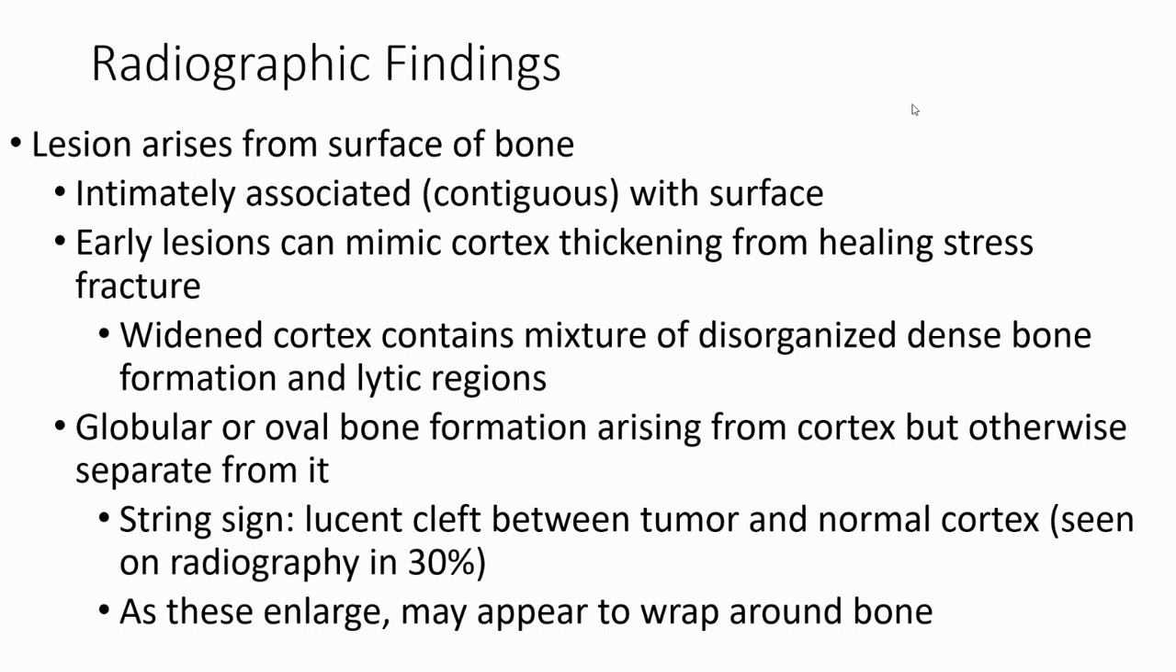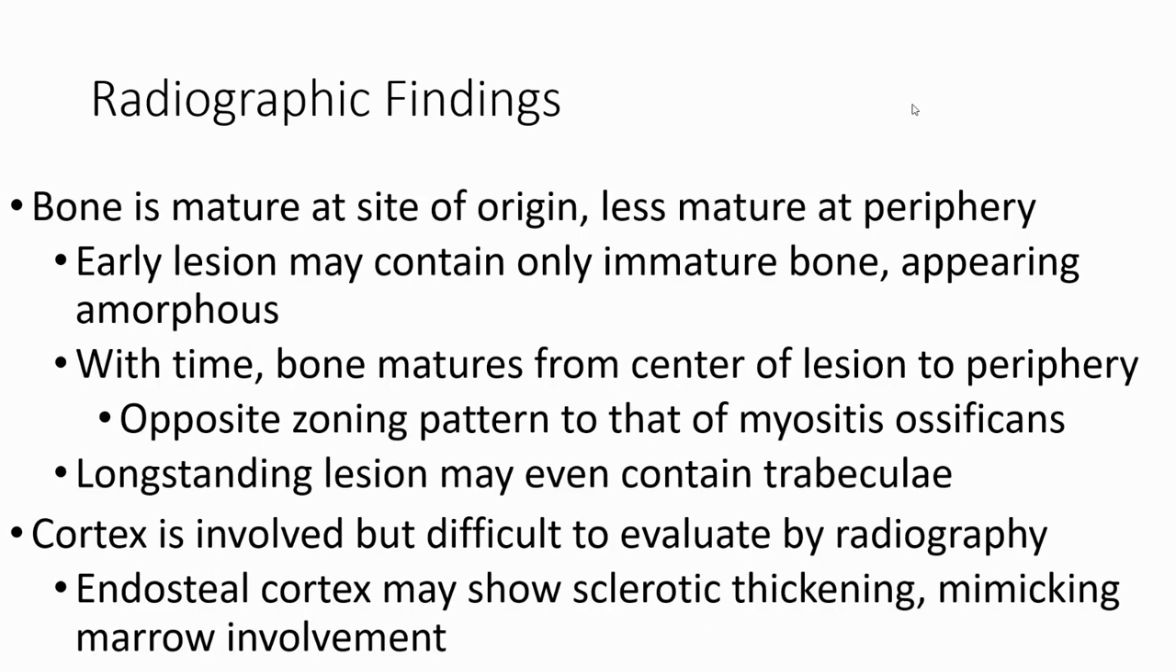String sign, a lucent cleft between tumor and normal cortex, is seen on radiography in 30%. As it enlarges, it may appear to wrap around the bone. Bone is mature at the site of origin, less mature at the periphery. An early lesion may contain only immature bone appearing amorphous. With time, bone matures from the center of the lesion to the periphery, the opposite zoning pattern to myositis ossificans. A long-standing lesion may even contain trabeculae.